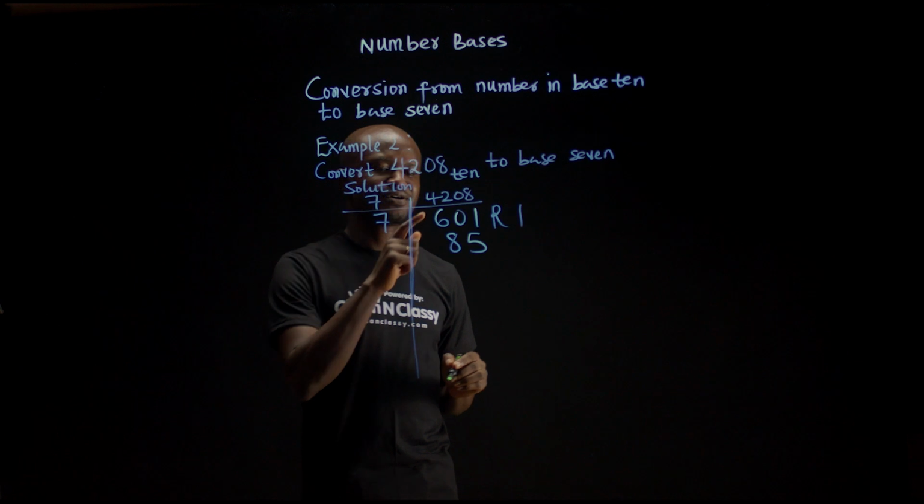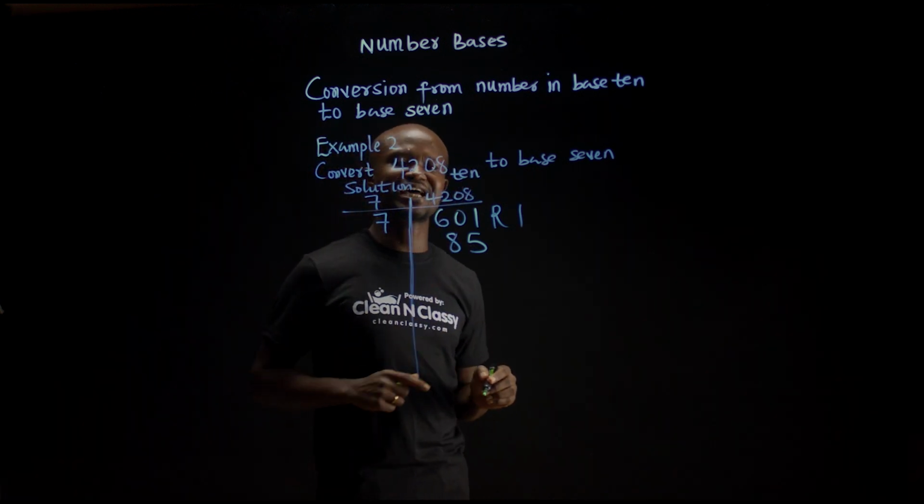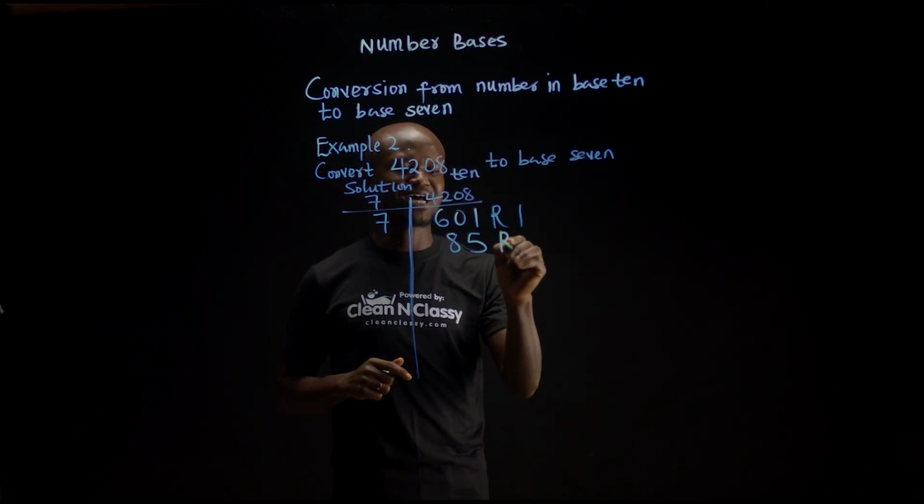Now, 85 times 7. 595. Take away from 601. We have remainder what? 6.